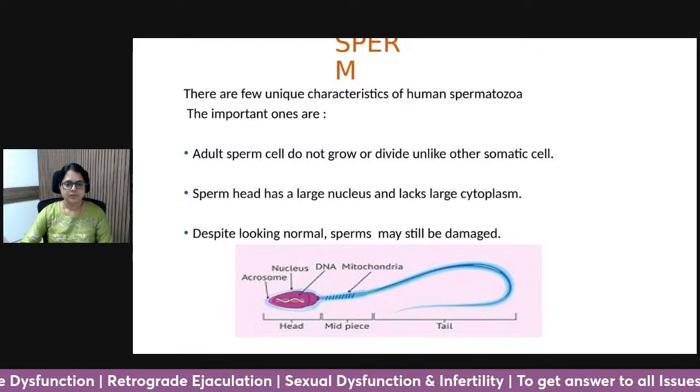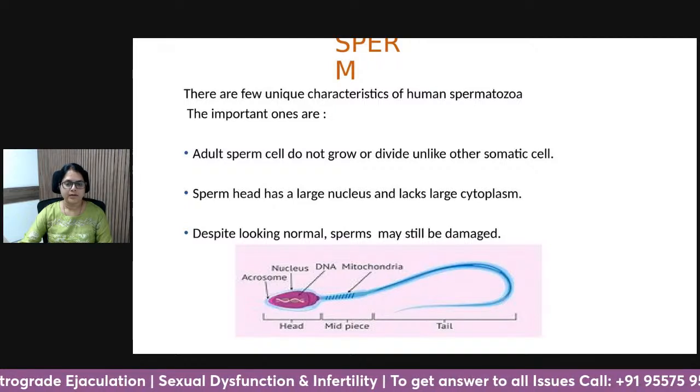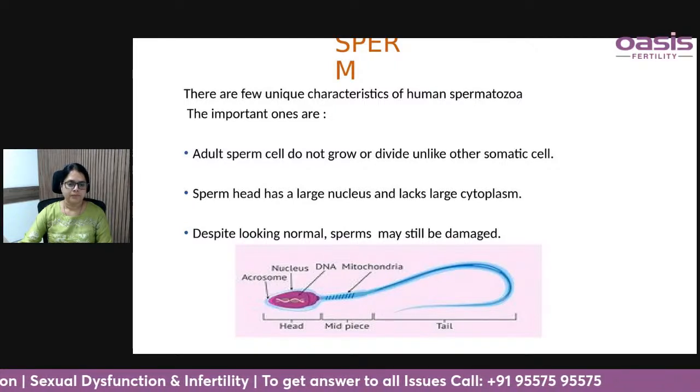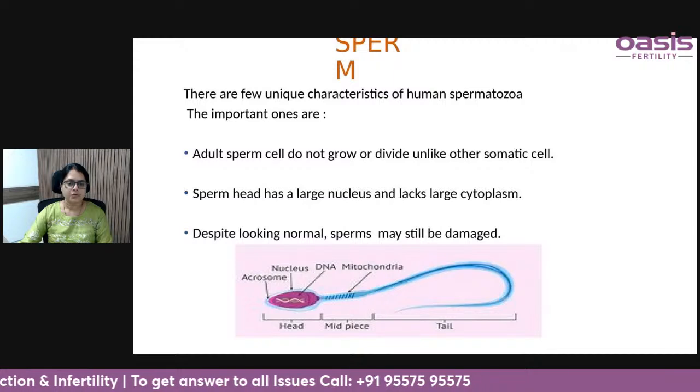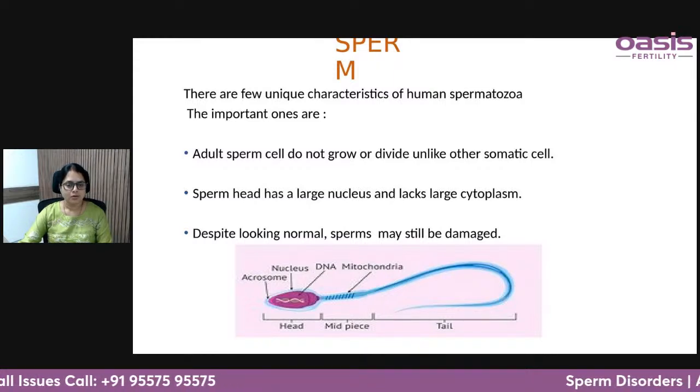Like, an adult sperm cell does not grow or divide, unlike other somatic cells. And the sperm head has a large nucleus and lacks large cytoplasm. Despite looking normal, sperms may still be damaged.